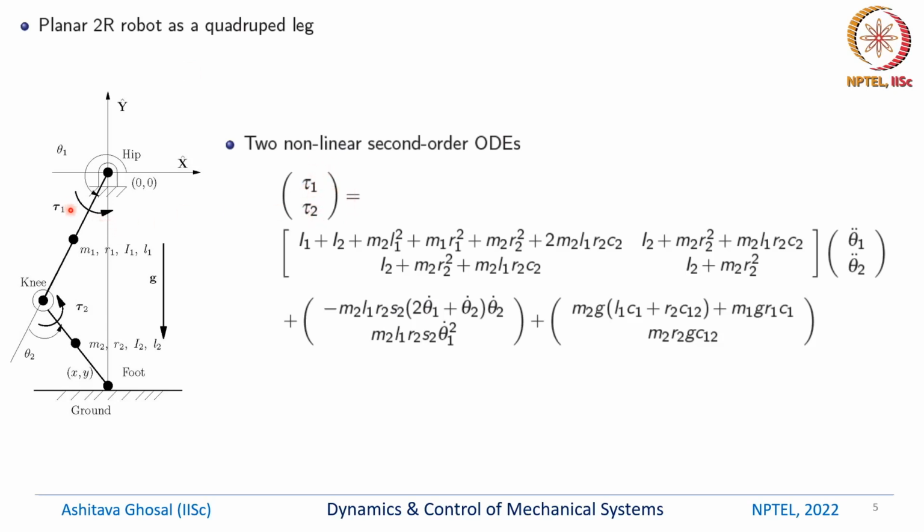These are the two torques, tau 1 and tau 2. This is equal to some mass matrix times theta 1 double dot and theta 2 double dot, plus these Coriolis and centripetal terms, and then there is this gravity term.